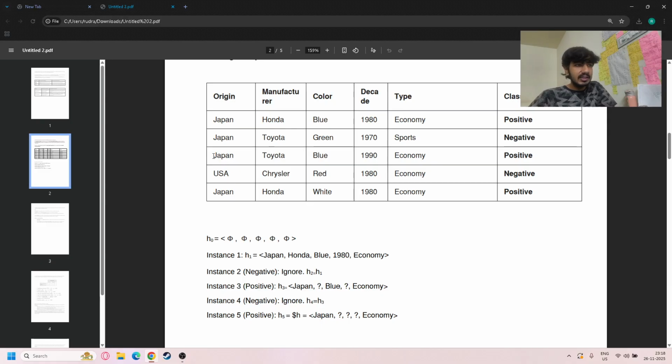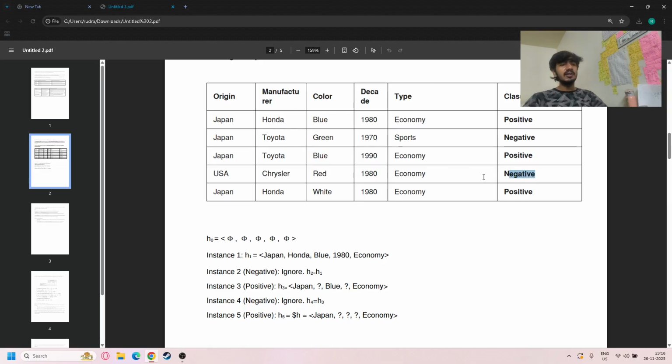So let's take instance 3, Japan, Toyota, Blue, 1990, economy. Economy and economy match, we don't have to change it. Blue and blue match, we don't have to change either. Japan and Japan match, we don't have to change that either. So question mark and question mark for manufacturer and for decade, because Toyota is not equal to Honda and 1990 is not equal to 1980.